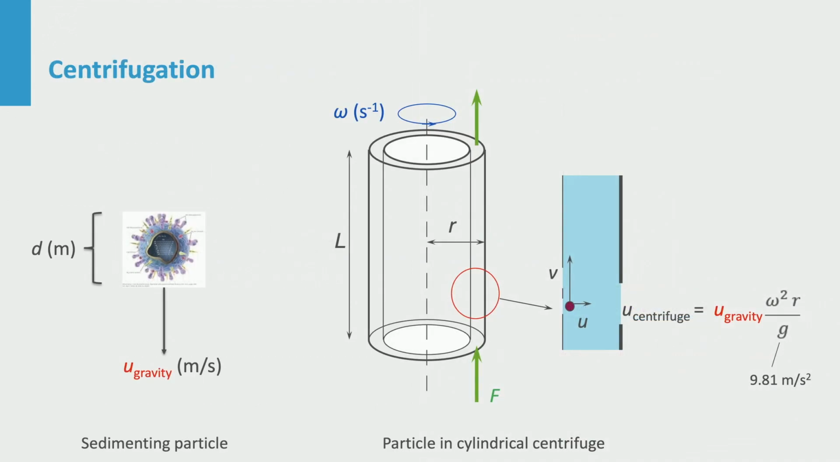One useful operation to remove cells from broth is centrifugation. Like in sedimentation, particles get a velocity proportional to the density difference of the particles with the medium, which is small for cells, the particle diameter, which is also small for cellular particles, and the acceleration of the force field, which is the gravitational acceleration g for sedimentation, and is the centrifugal acceleration omega square r for centrifugation.